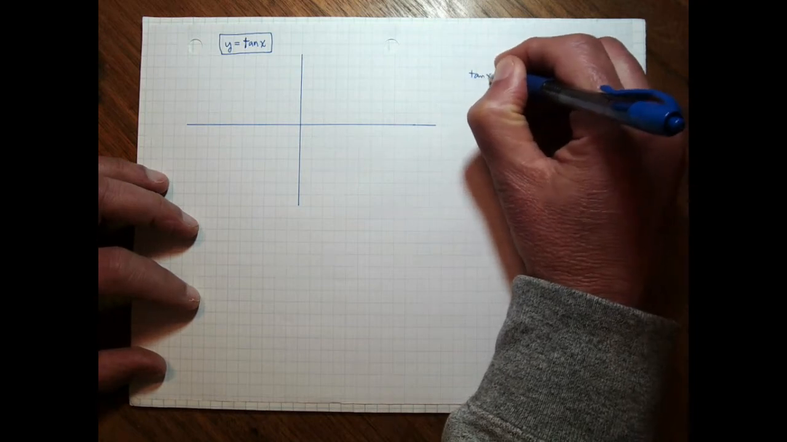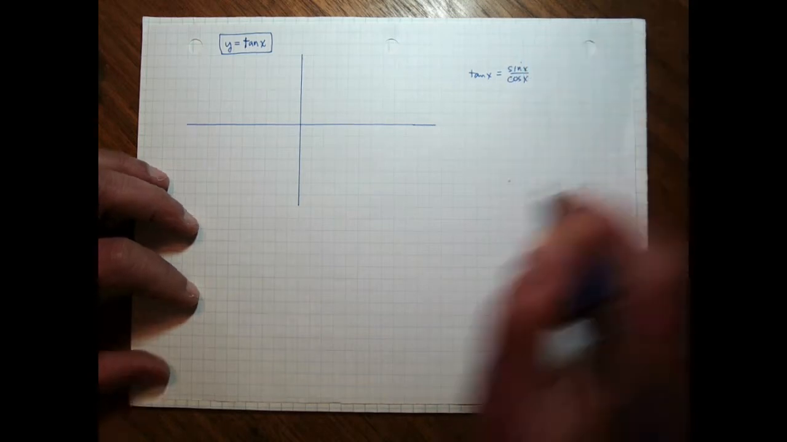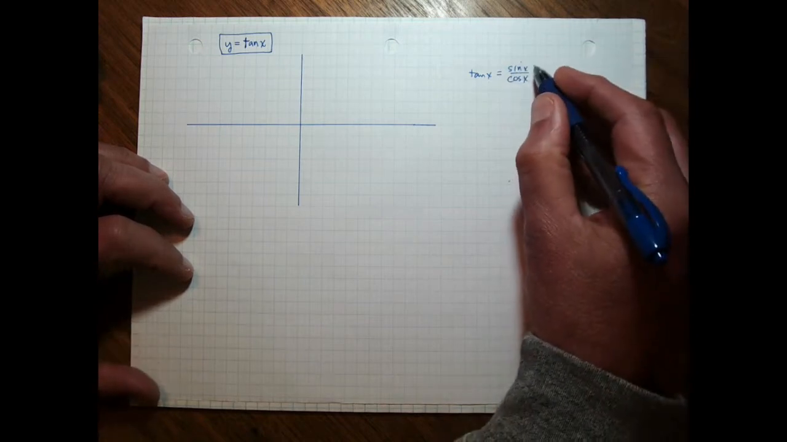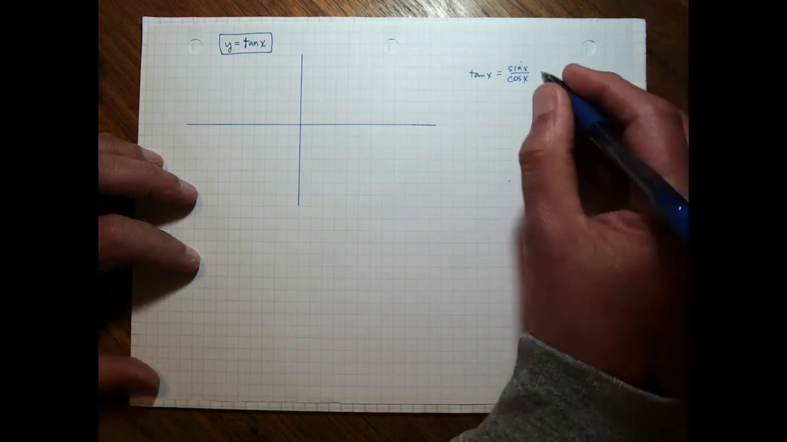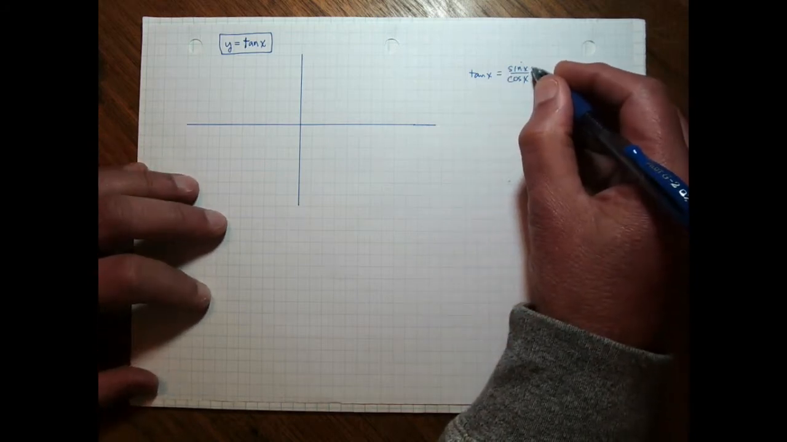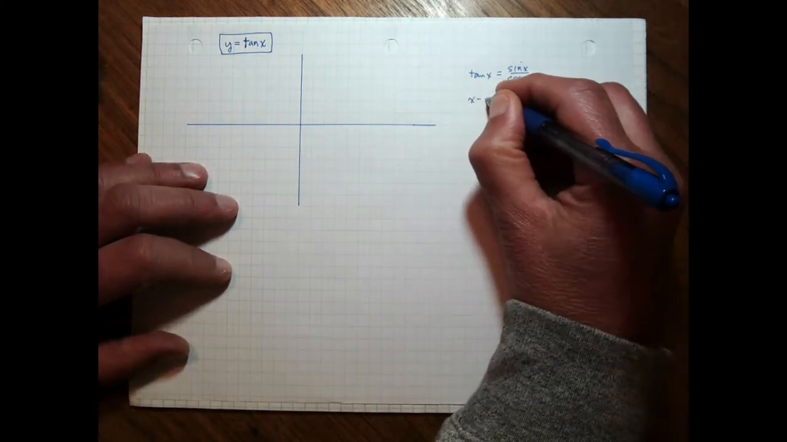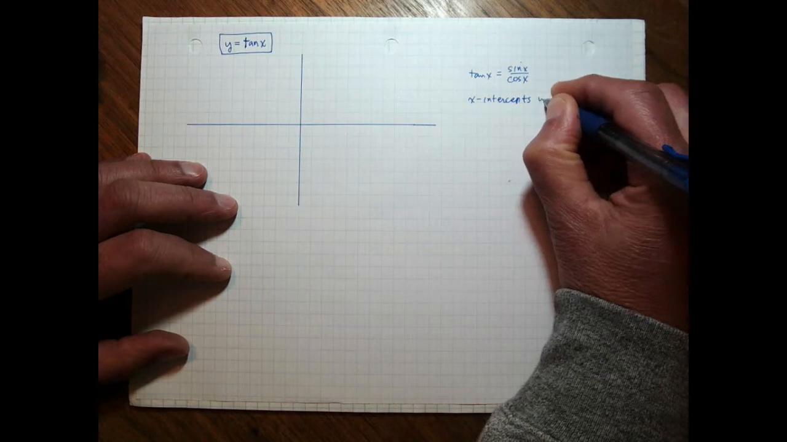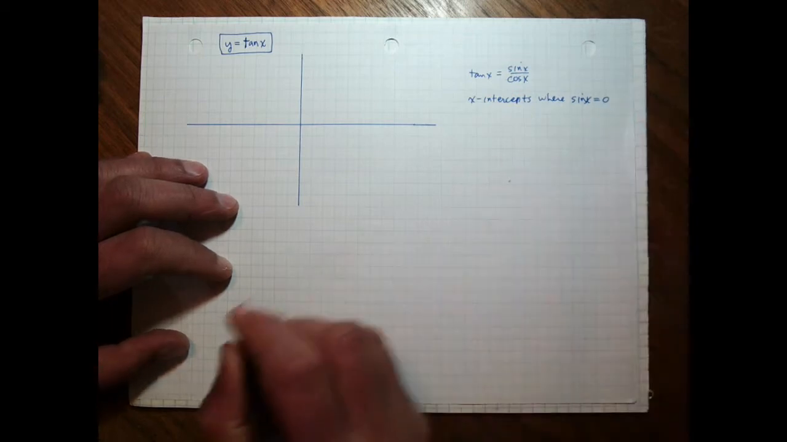Tan x is equal to sine x over cosine x. So tangent can be thought of as this fraction. A fraction is equal to 0 when its numerator is equal to 0. The numerator here is sine x. So tangent will be 0 when sine x is equal to 0. That means the graph of tangent has x-intercepts where sine x is equal to 0.